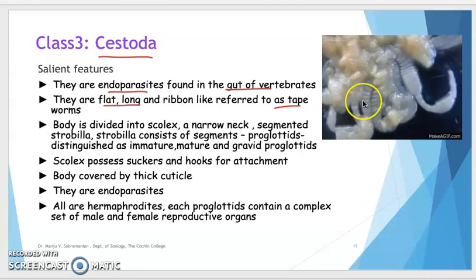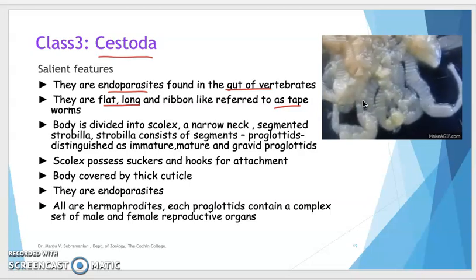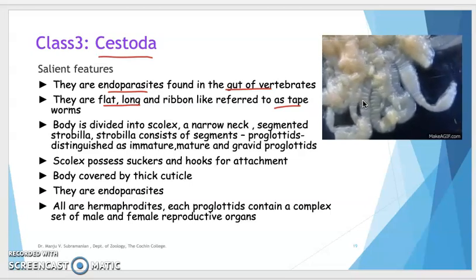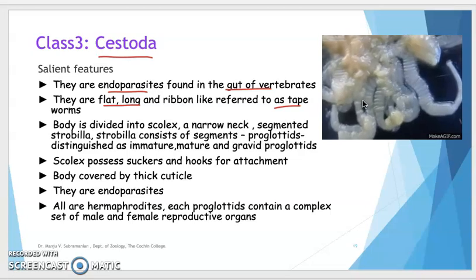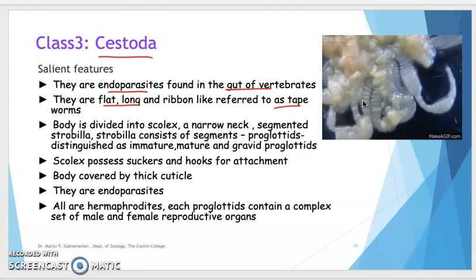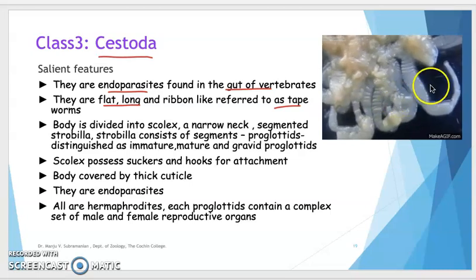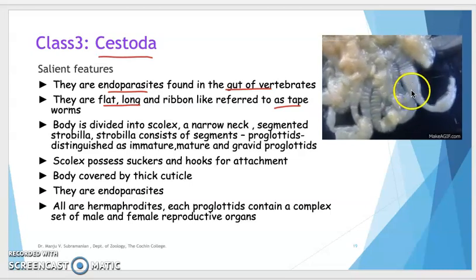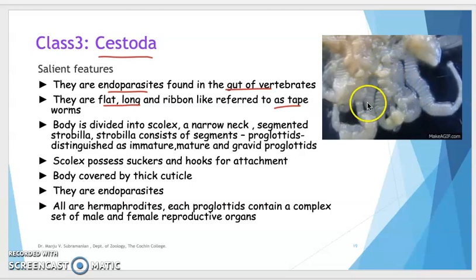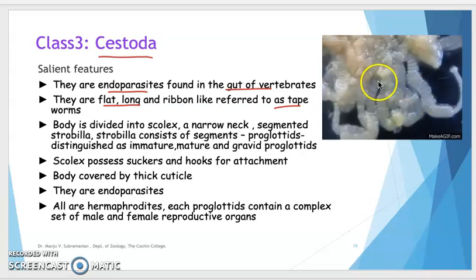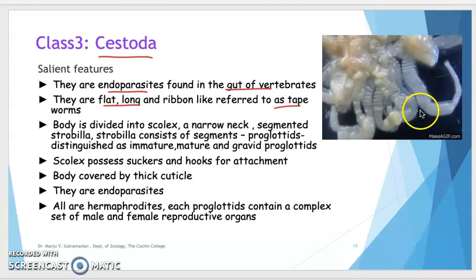It is actually an endoparasite. When we discuss the salient features of class Cestoda, they are endoparasites, that is they are found in the gut of vertebrates. Parasites which live inside the body of another animal are called endoparasites, and they are flat, long, ribbon-like. From this picture it's clear the body is ribbon-like, and hence the name tapeworm.